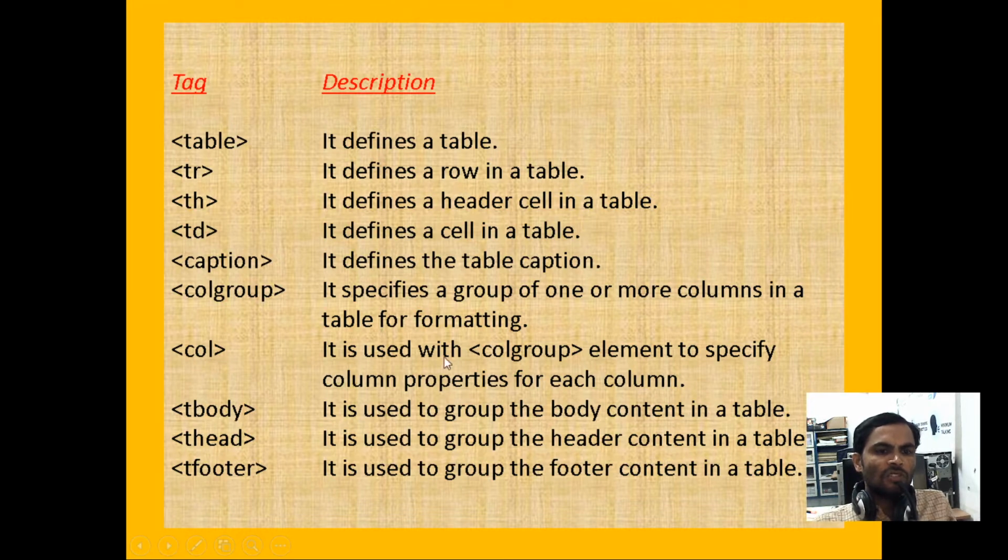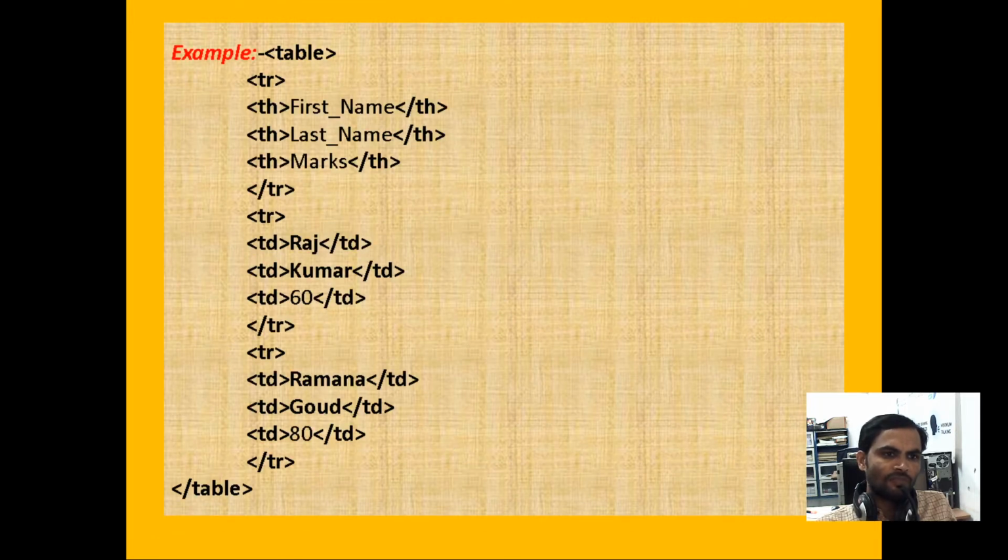Col is used to group the elements and specify the column properties for each column. Then tbody, thead, tfoot. These are the tags we use under the table.